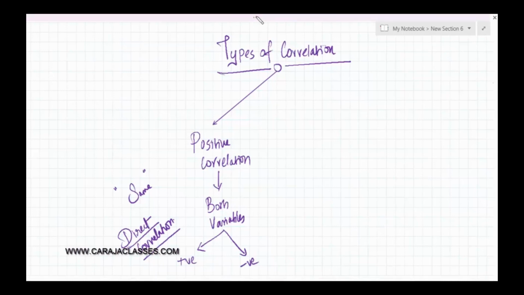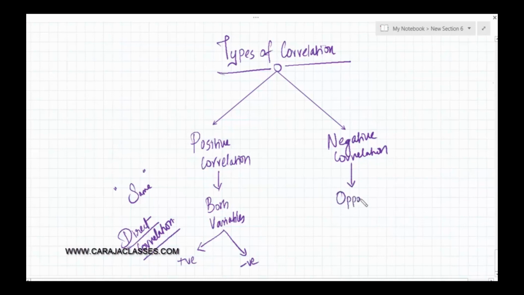Then what is the other type of correlation? The next type of correlation is called negative correlation. So what is negative correlation? Negative correlation is a scenario where both variables will move in opposite directions. They will keep moving in opposite directions.